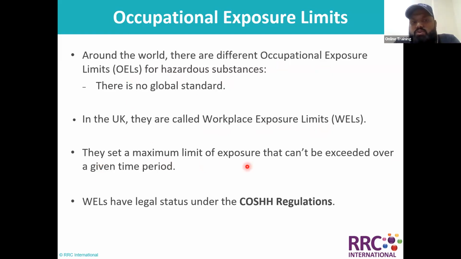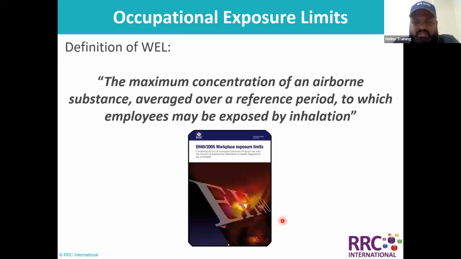They set a maximum limit of exposure that cannot be exceeded over a given period of time. Maximum limits are set as threshold limits, for example, 10 ppm. But 10 ppm does not mean that at 10 ppm, okay, no problem. If it is 10 ppm, then you can stay there. If it is 9, you don't need to worry. If it is 1 ppm, you need to worry. 10 ppm is the maximum limit. From 1 ppm, 2, 3, 4, 5, 6, 7, you must worry about this. Okay, we will discuss it. Then workplace exposure limits have legal status under COSHH regulation. What is COSHH, by the way? Control of Substances Hazardous to Health. Okay, we'll see in later slides.